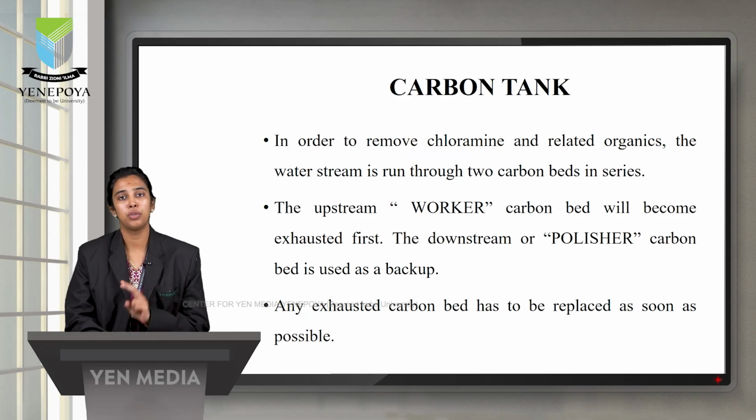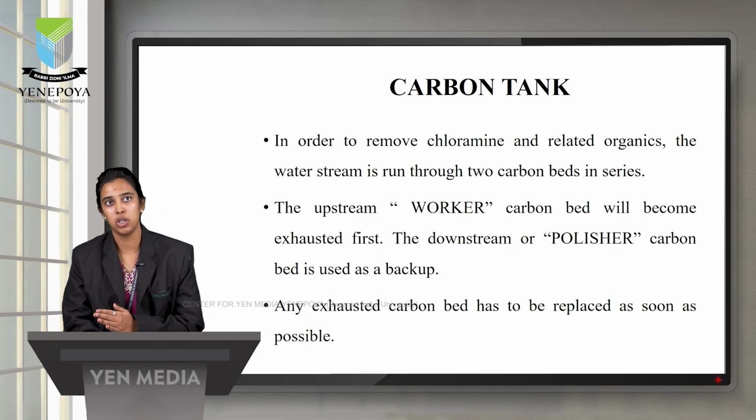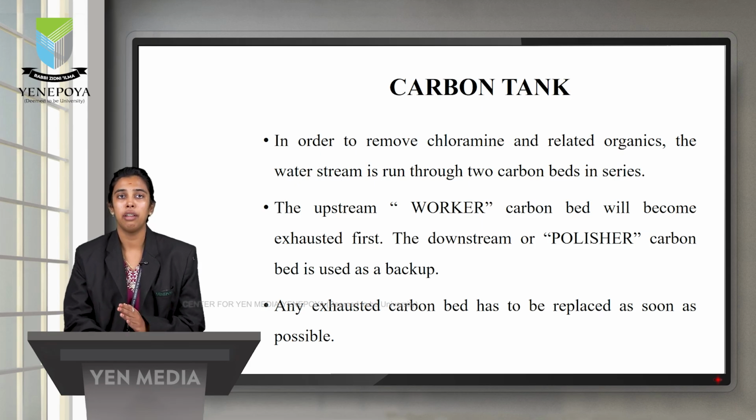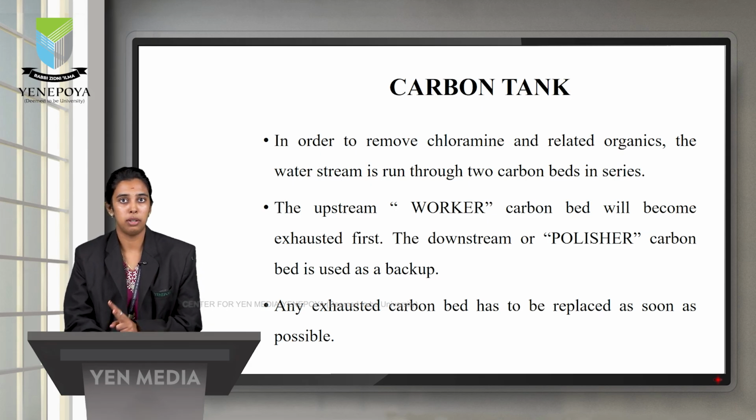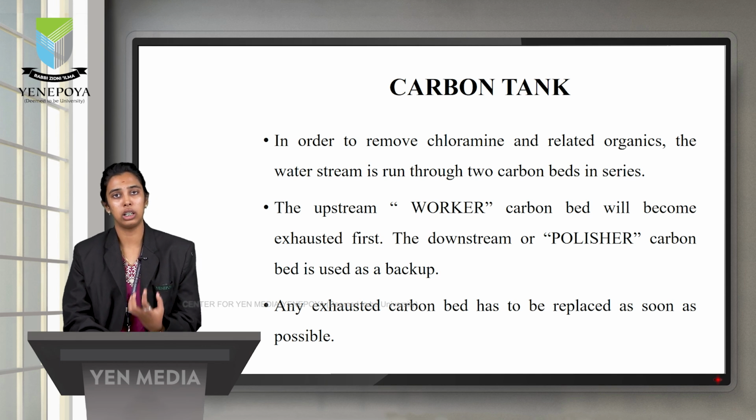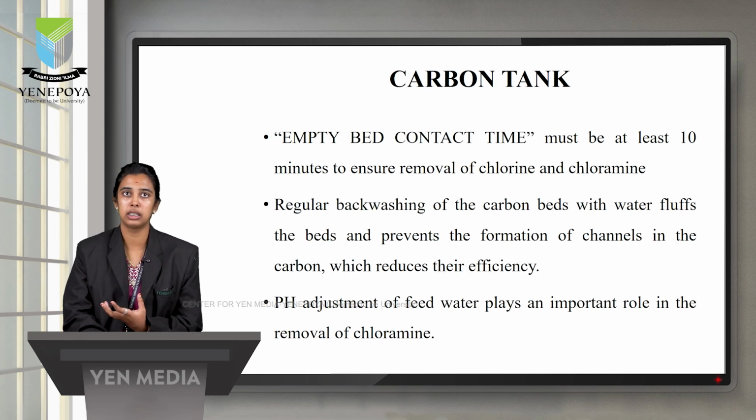There are two carbon tanks present in the RO system. One will be named the worker, and one will be named the polisher. Upstream will be the worker and downstream will be the polisher. If one carbon tank is exhausted, it will be replaced by the other. So to remove chlorine and chloramine effectively, we have two carbon tanks.